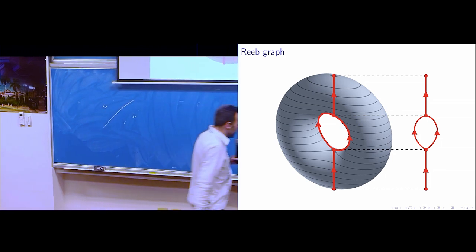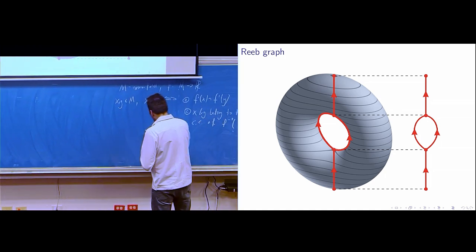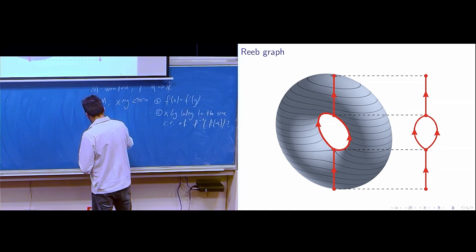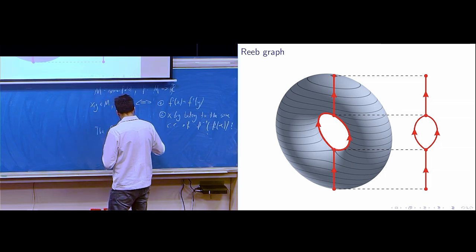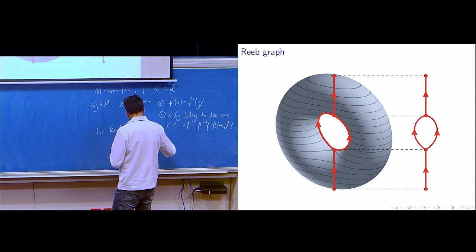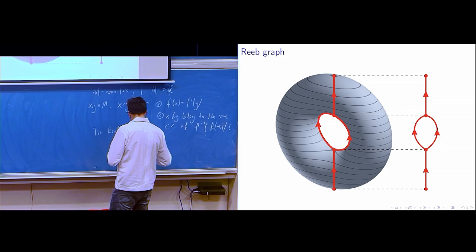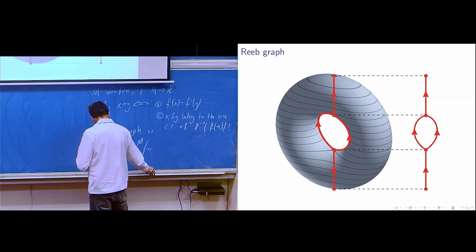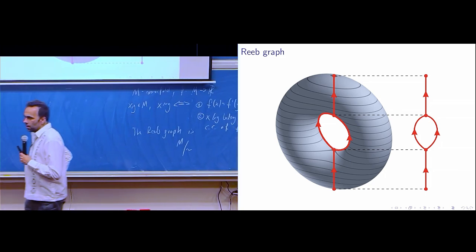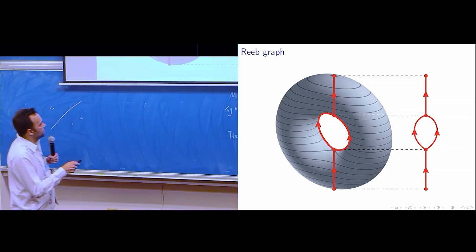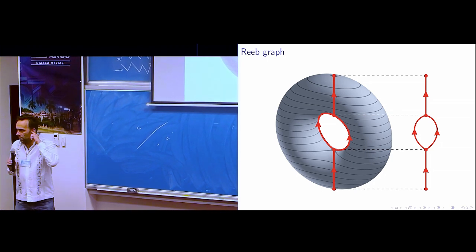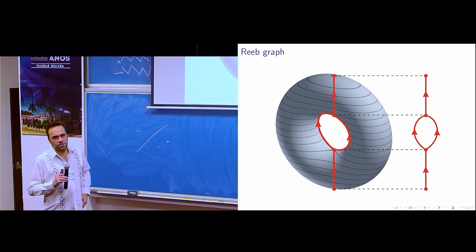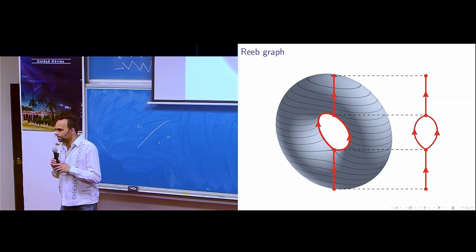Oh, I didn't define a Reeb graph. So a Reeb graph is just the quotient space of M by this equivalence relation. And this is what is illustrated in red. So that's the Reeb graph of that manifold with the function. That's a very classical thing. It's 70, 80 years old.